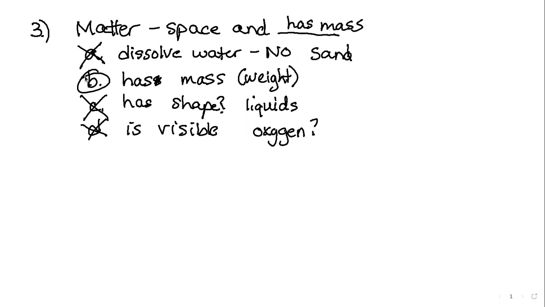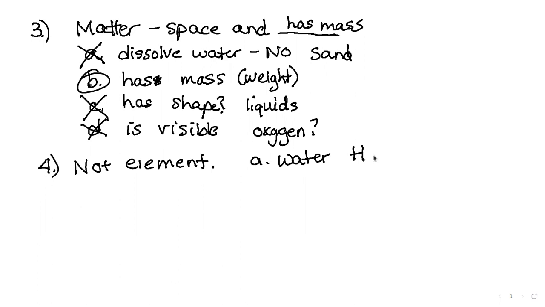Okay, number 4. Which of these substances is not an element? So we need to figure out if these things are elements. And you can pull out your periodic table if you want to. Okay, A is water. Now, the scientific abbreviation for water is H2O. We'll get back to that in a minute. So hydrogen is H2, and that is on our periodic table, and it is number 1.